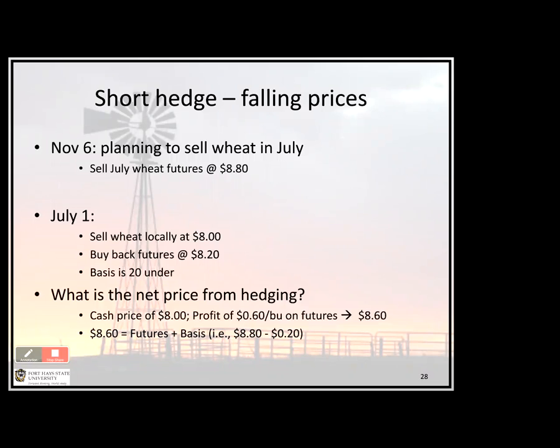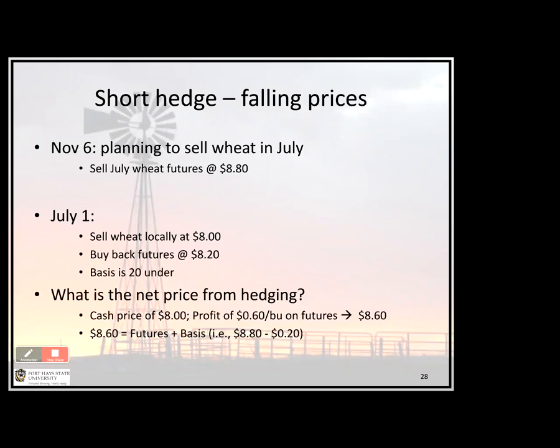I did it here, I say 880 minus 20, which gives you 860. But to be more correct and maybe to prevent confusion in future problems, most times I'll say it's 880 plus a negative 20. Because I want you to remember you take your futures plus basis. So 880 plus 20 under. 880 plus negative 20 is 860, which is also 880 minus 20. But if we have a positive basis, which we could have, I don't want you subtracting that. That should be added to it.